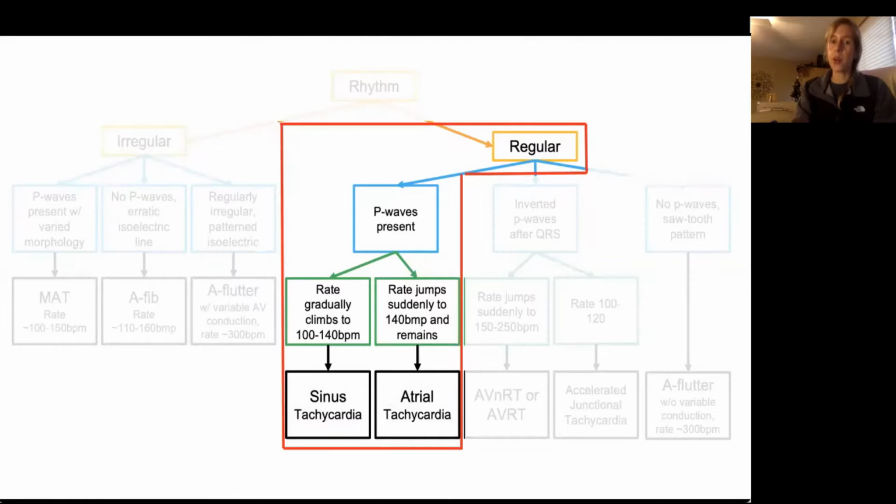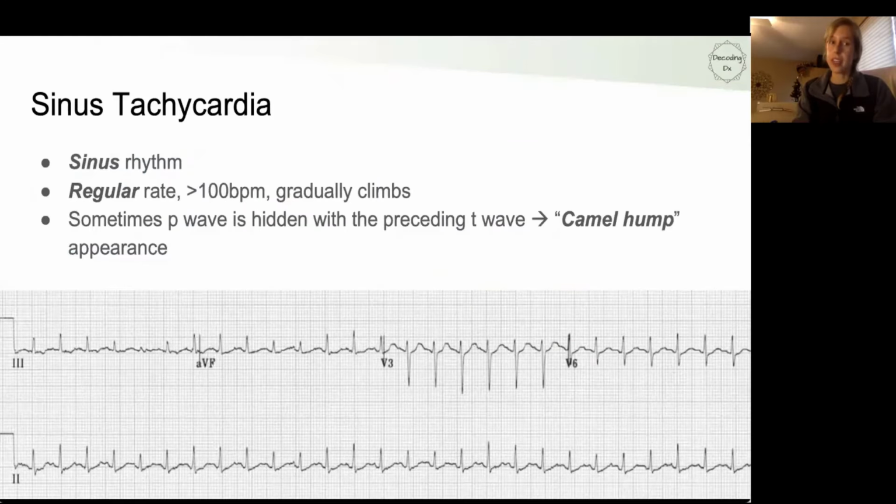So let's start out with if P waves are present. First off, we've got sinus tachycardia. There's something going on systemically that is causing the heart rate to go rapid, but it's not actually an arrhythmia in and of itself. So this is a regular rate. It's normally greater than 100 beats per minute, which is kind of the standard definition of tachycardia. And you'll see this gradually climb as whatever is going on with the patient is progressively worsening or getting better, whether it's anxiety or sepsis or whatever.